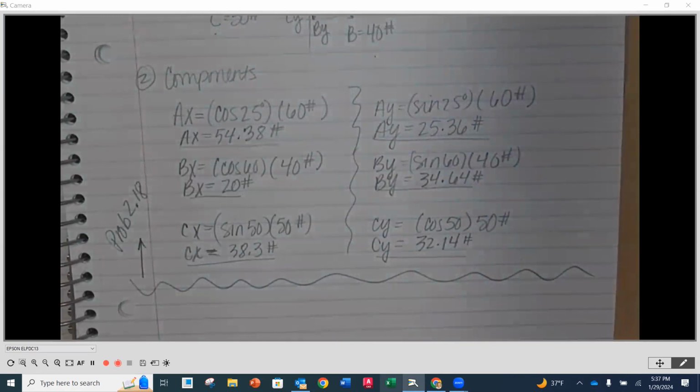Now, once we have our components, you can compare to what I have here or check the answer key. The answer key is going to have positives and negatives, so you know if they're pointing in the right direction. But here I just have my absolute values, and I'm going to put my positives and negatives in the second step. Now, after you have your components all done here, X's and Y's for each one of those, you're done with problem number 18. That's the first part of this.